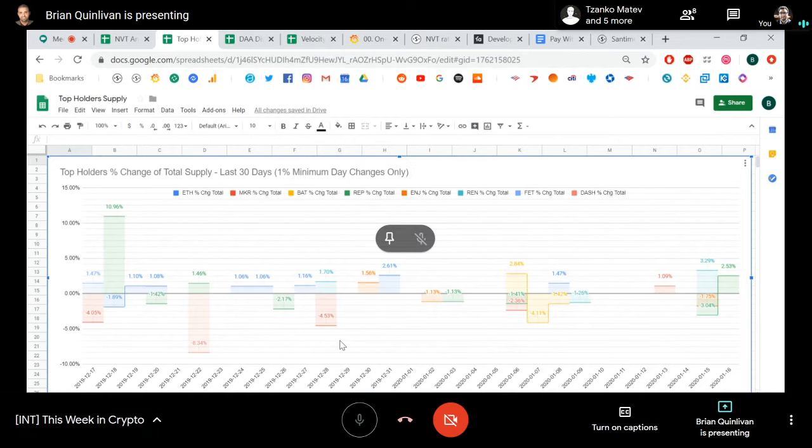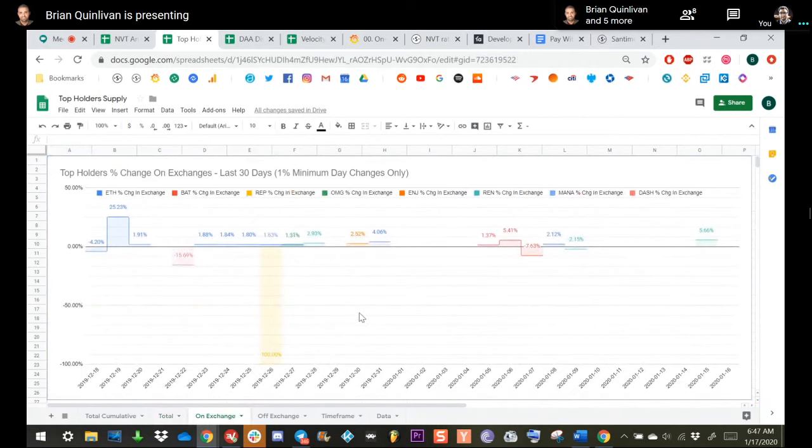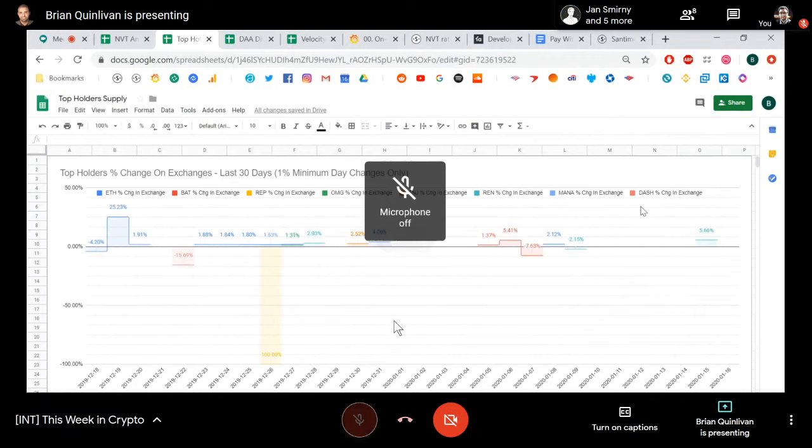Brian, you might have mentioned this. Does this data discriminate between exchange and non-exchange wallets in any way? Yes. So, for time purposes, same question. But yeah, we've got an on-exchange version of that graph.